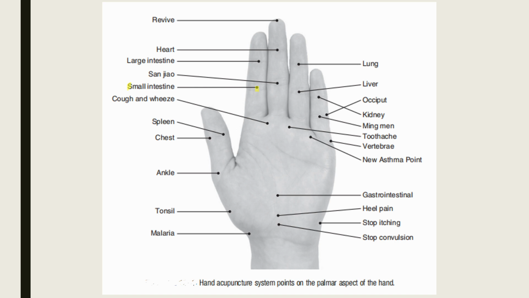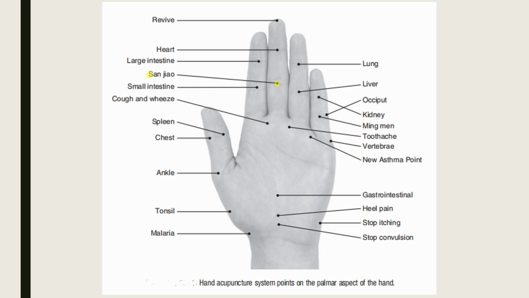The small intestine point. Location: at the midpoint of the transverse crease of the proximal interphalangeal joint of the index finger. Indications: indigestion and abdominal pain. The large intestine point. Located at the midpoint of the transverse crease of the distal interphalangeal joint of the index finger. Indications: diarrhea and constipation.